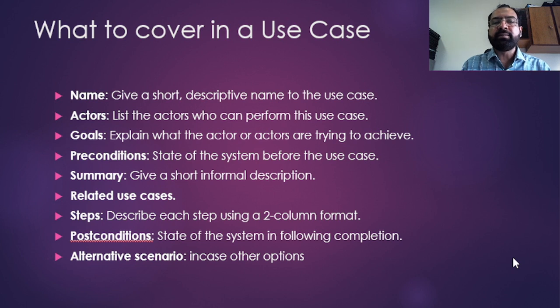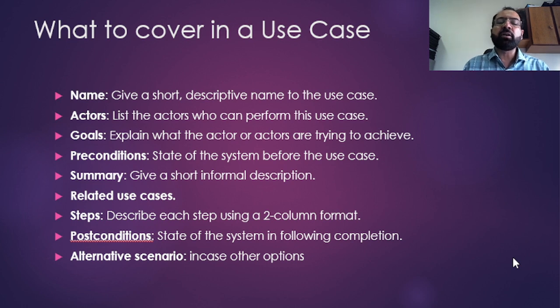Post condition means the state of the system following completion. For example, this student registered for a course. As soon as the student registered for this course, the state is changed. Now that course is allocated to that particular student. Okay, now the system has changed the state. Later on, the student might change or replace the courses they have registered, or cancel the registration, but that is the post condition.